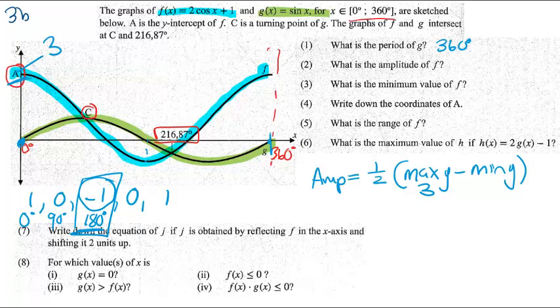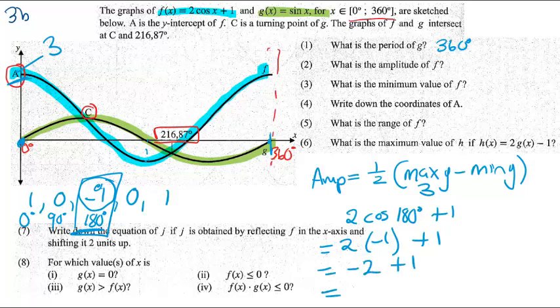So now I can add that into my equation. 2 cos of 180 degrees plus 1 gives me 2 cos of 180, looking at the pattern, is negative 1 plus 1. So that's negative 2 plus 1, which gives me an answer of negative 1. So my minimum is going to be negative 1.